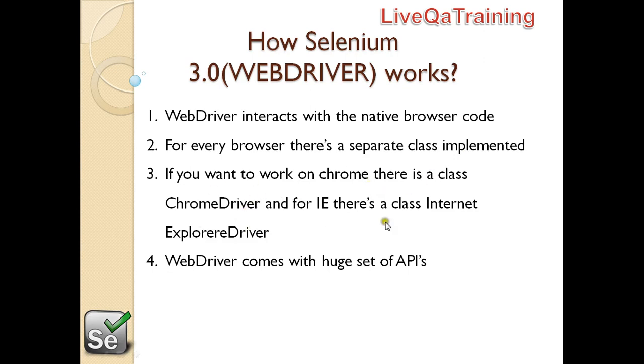Right or not? We have a Chrome driver, and I'm going to use that Chrome driver and start working with Selenium Chrome driver. And if you want IE, yes, we have IE driver. If you want to work with Firefox, yes, we have Firefox driver, right? And this WebDriver comes with a huge set of APIs, man. We're going to take advantage of all these APIs, and we're going to create a robust automation framework, right?